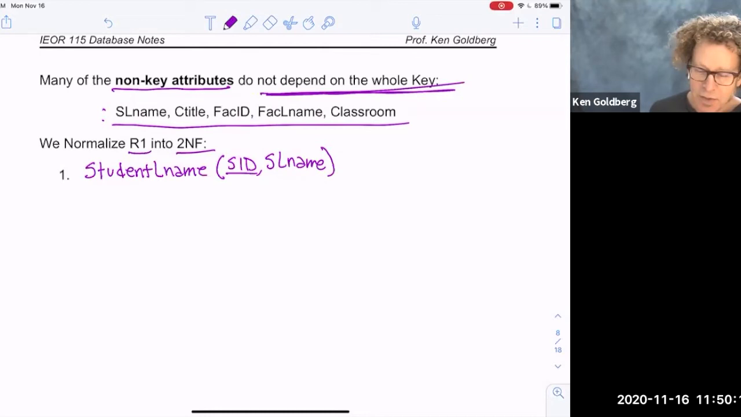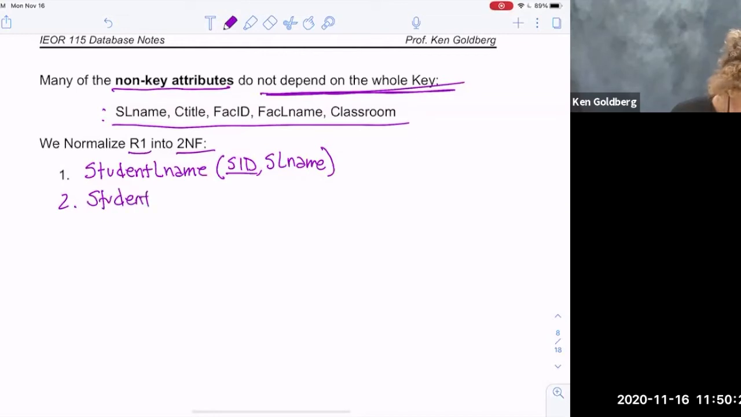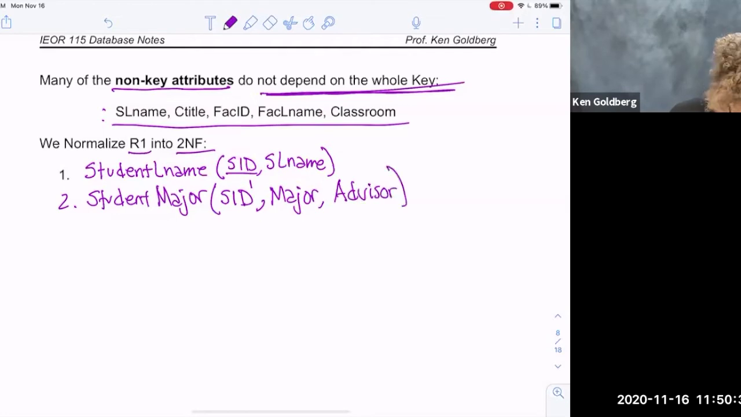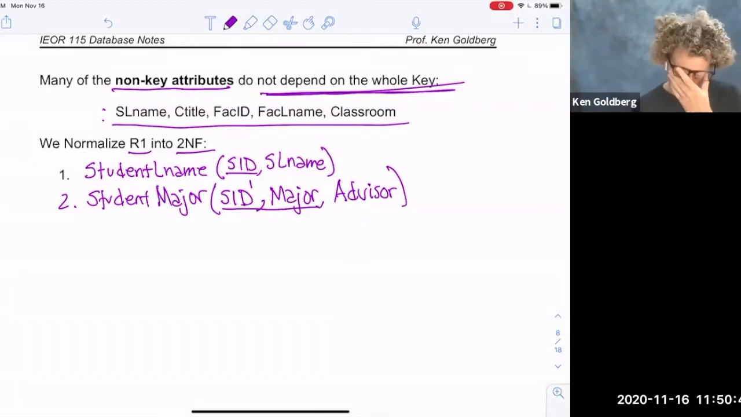Next, we'll put student major. Student ID, we'll put a superscript there because it refers up to the first one. Major and advisor. And we'll do it like that because, why did I underline both of those? Anyone?